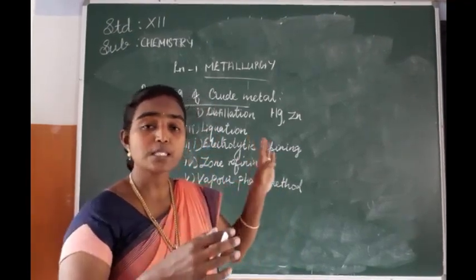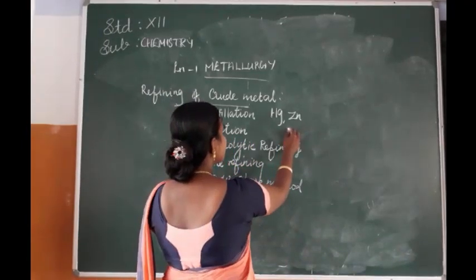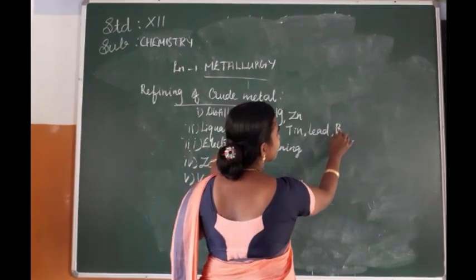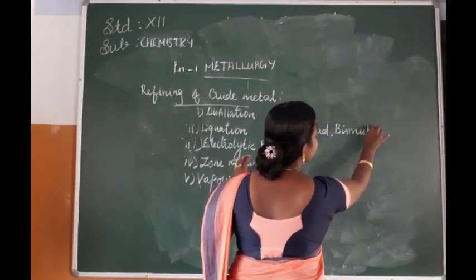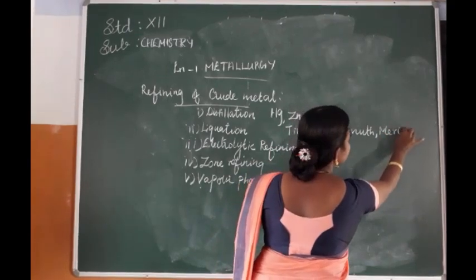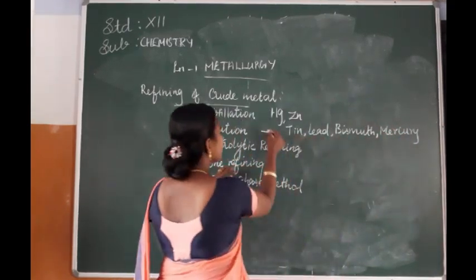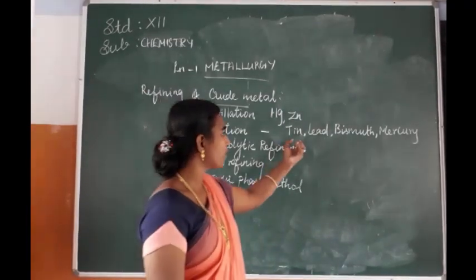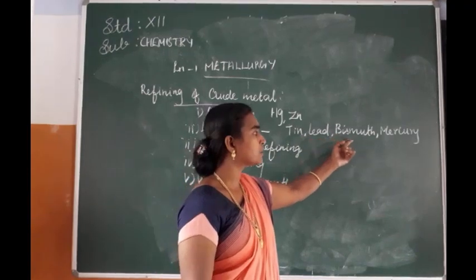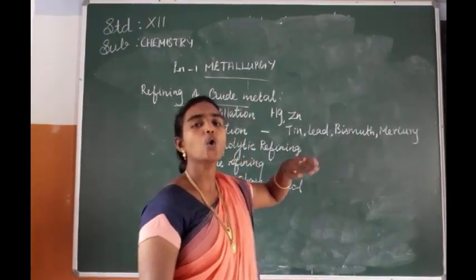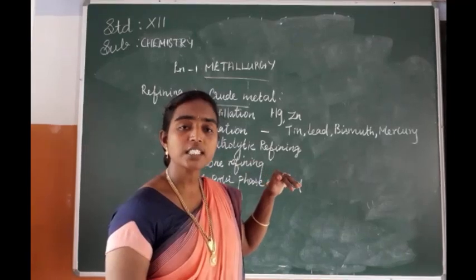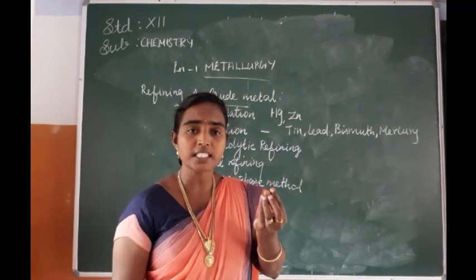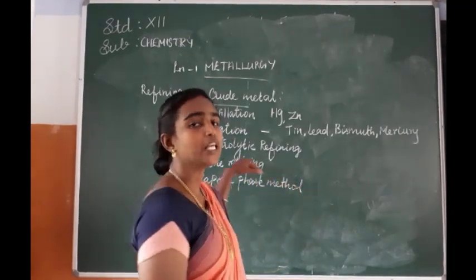Okay. So usually this method is suitable for tin, lead, bismuth, mercury. Okay. So liquefaction method is suitable for purifying which type of metals? Tin, lead, bismuth, mercury. They are having low melting points. So along with this metal, if there are any impurities having high melting points, this can be purified by liquefaction method.